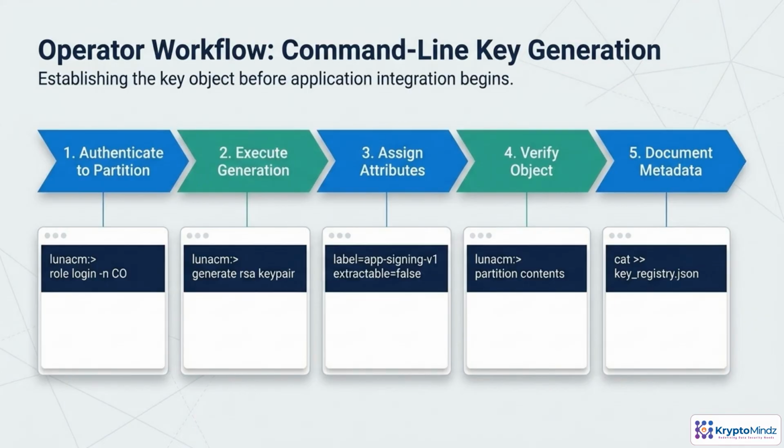On the command line, key generation follows a consistent pattern. You start by authenticating with the correct role, so any keys you create are bound to the intended partition. Then you run a generate command, choosing the algorithm, key size or curve, and the required usages. Right away, you assign attributes like sensitivity, extractability, and a clear descriptive label. Next, you list objects to confirm everything matches requirements. And finally, you record the key metadata in your change and audit records.